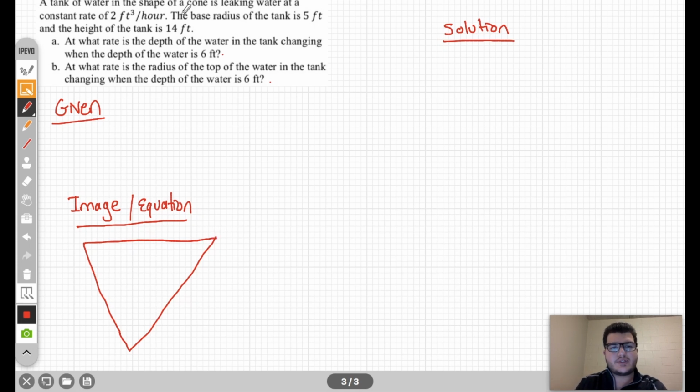And we'll get to these numbers in a sec, but the base radius of the tank is 5 feet. You have to ask yourself, is that a constant or is that a rate? Well, the tank is not going to be changing in size, so that 5 feet is going to be a constant number. So the base radius of the tank is 5. And the height of the tank is 14. That also is not going to change because the shape of the tank is not going to change.